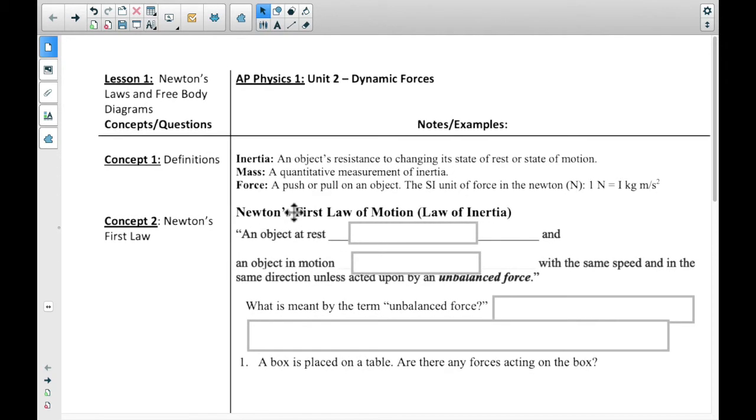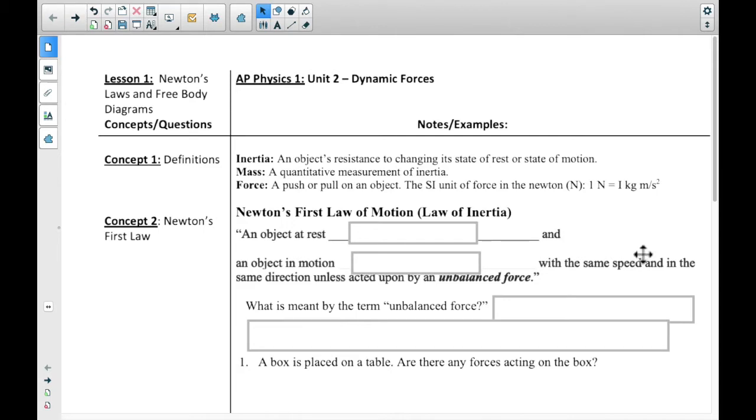A force is a push or a pull on an object, and the SI unit of force is the Newton, and a Newton is 1 kilogram meter per second squared. So this actually is quite convenient if you remember this. We will be talking about the size of a Newton. I have a little poster in the room that talks about how much is a Newton. A Newton essentially can be thought of as the weight of one apple.